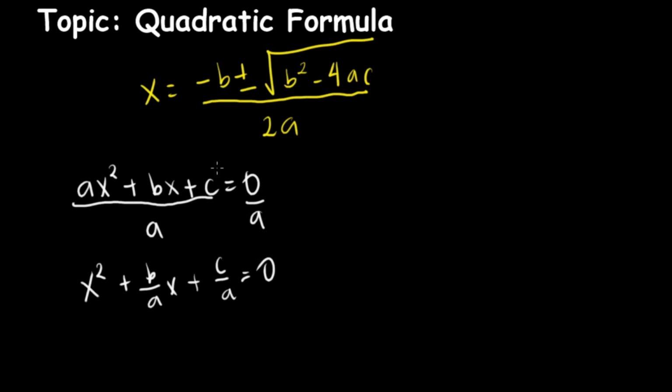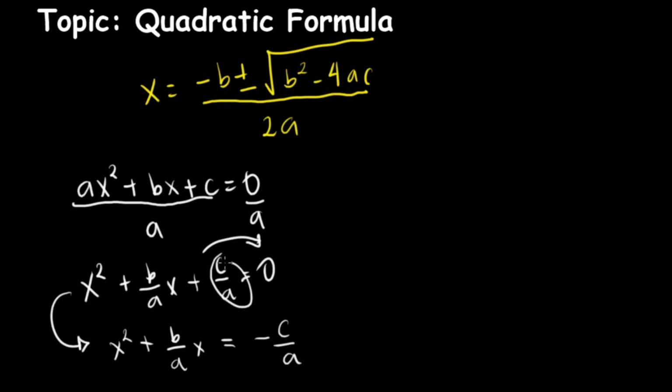Para mas maintindihan natin. Alright, so yung c over a, transpose natin sa right side of our equation. So this equation will become x squared plus b over a x equals negative c over a. Alright? So now, kapag na-transpose nyo na itong c over a sa right side of the equation, we will now proceed to completing the square.